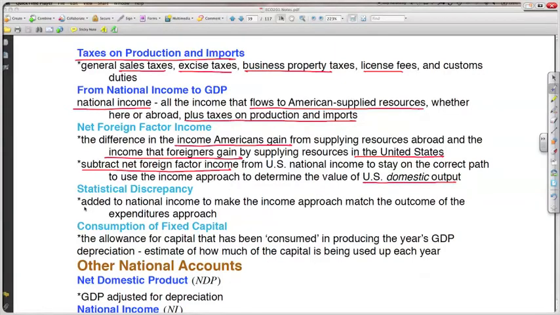And then it also needs a statistical discrepancy. In order to match the outcome of the expenditures approach, the income approach needs this discrepancy, which is another reason why we spend most of our time just looking at the expenditures approach. The income approach also looks at depreciation, so it estimates how much of the capital is used up each year.